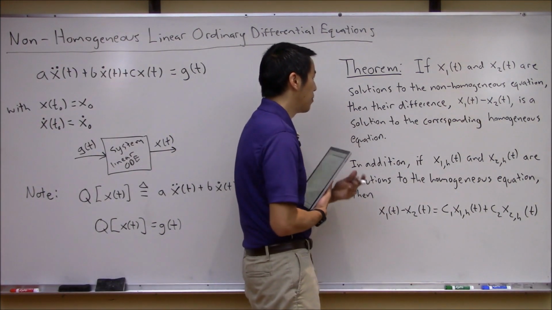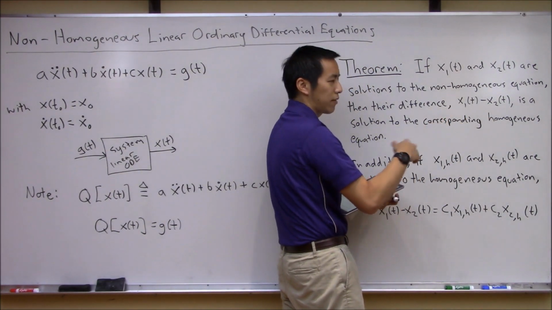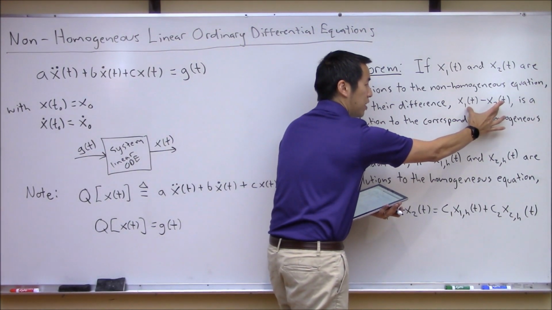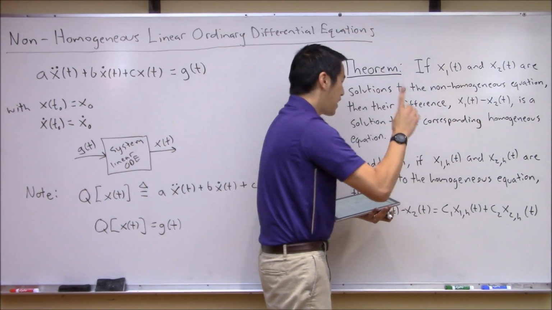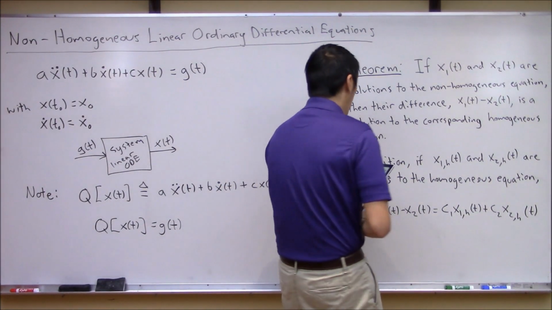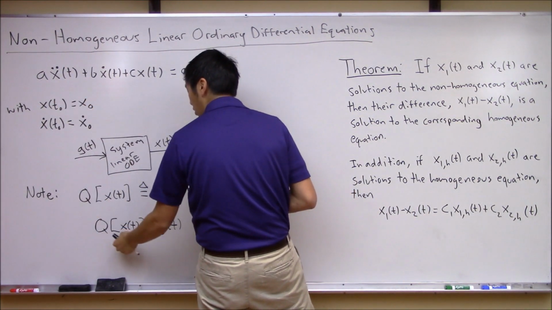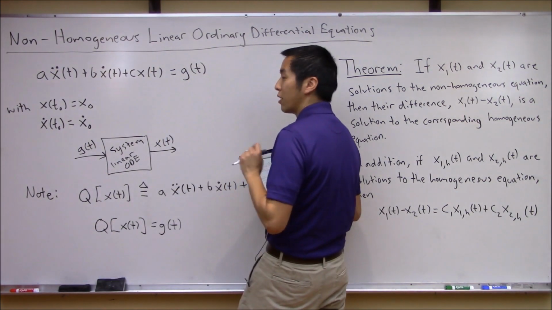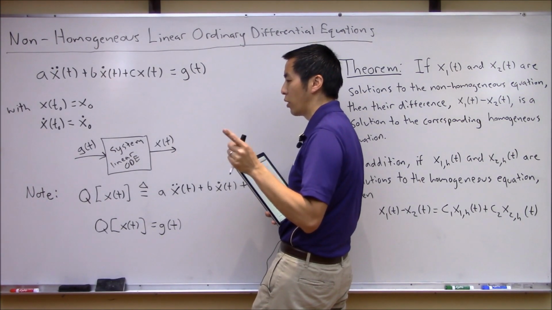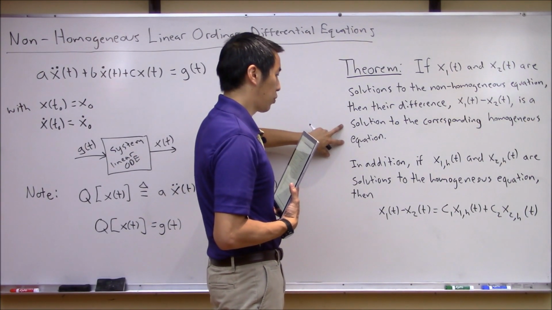If you're able to find them, well, if you just take their difference, either x1 minus x2 or vice versa, x2 minus x1, it doesn't matter. This quantity here, the difference x1 minus x2, is actually a solution to the corresponding homogeneous equation. So that means if you put x1 minus x2 into the Q operator, you would get 0. Not g of t, you would get 0. The difference solves the homogeneous equation, not the non-homogeneous equation. Okay, so that's what's happening.